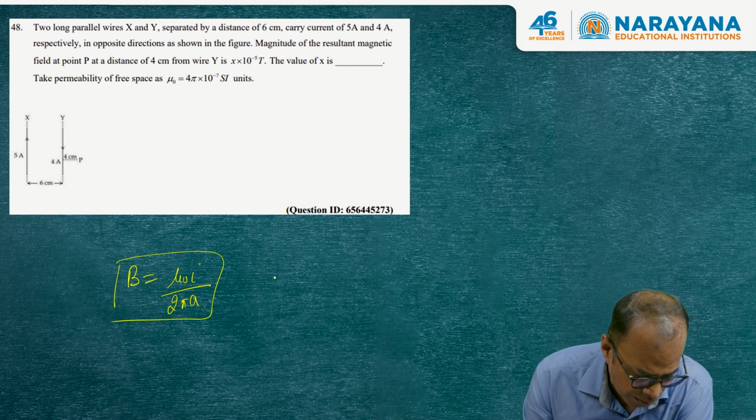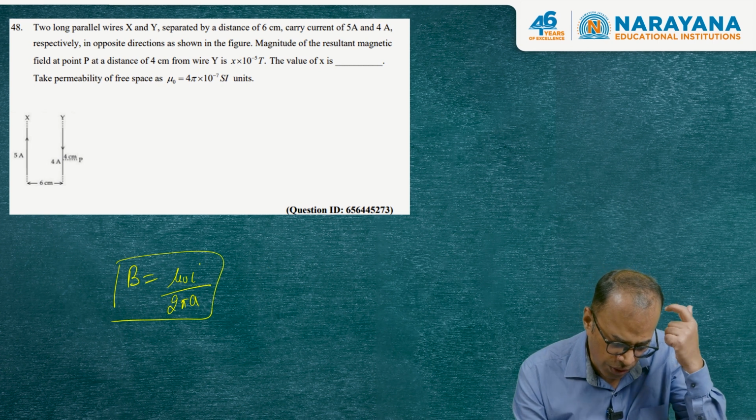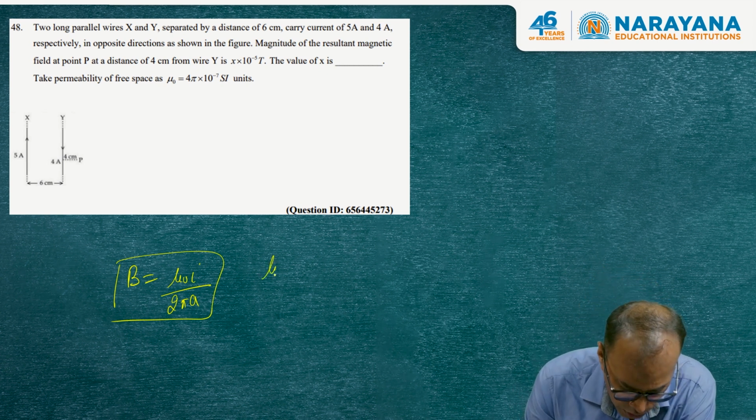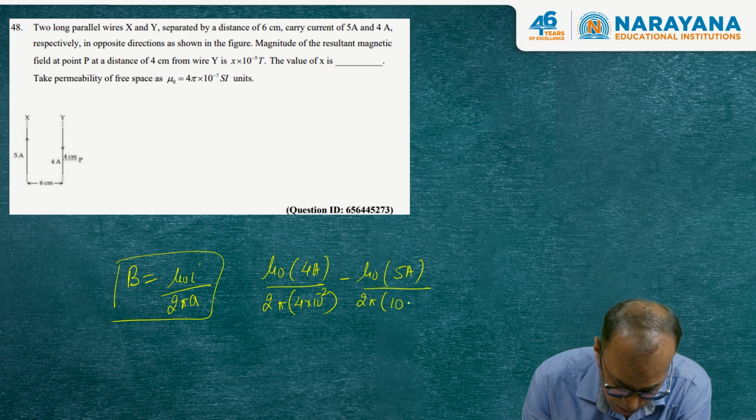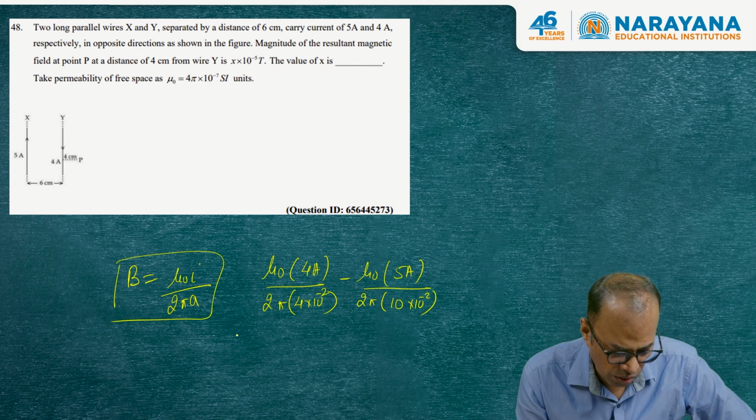Because of the 5 ampere current, the field should be downward. Because of the 4 ampere current, field should be outward. So I need to subtract. So mu naught times 4 ampere divided by 2 pi times A, A is 4 centimeter, minus mu naught times 5 ampere divided by 2 pi times the distance, which becomes 10 centimeter, so 10 into 10 to minus 2. This is what we are required to solve.